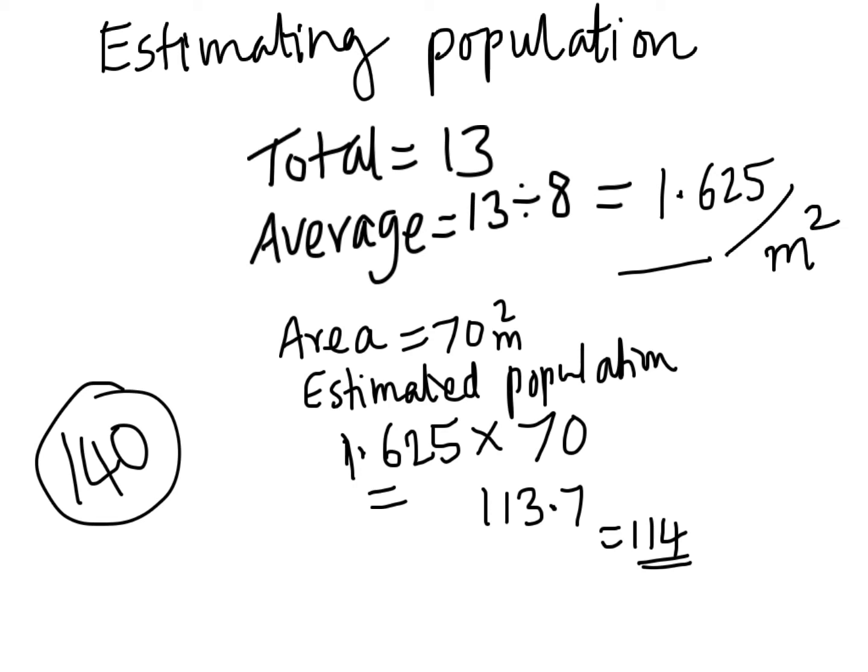Okay, we also need the total area of the lawn or the field, so we have 70 meters square. Now the estimated population is that average per quadrat times 70, which is the total area of the field, which means the field can fit 70 of these quadrats, and you get a new estimate, which is 114, which is a lot different to the first estimate. Now we know this is more accurate simply because we used more samples this time.